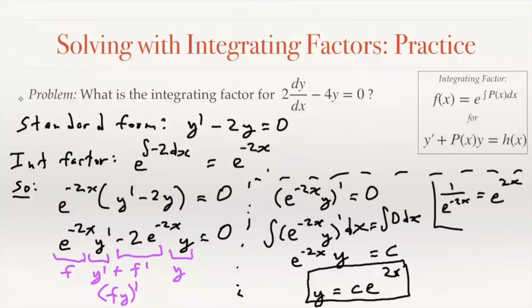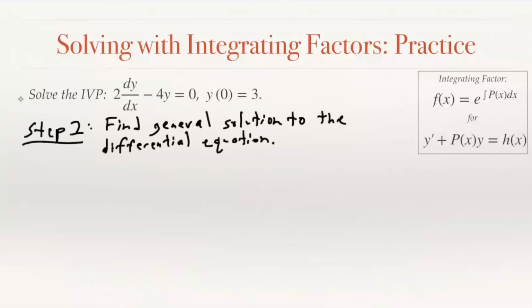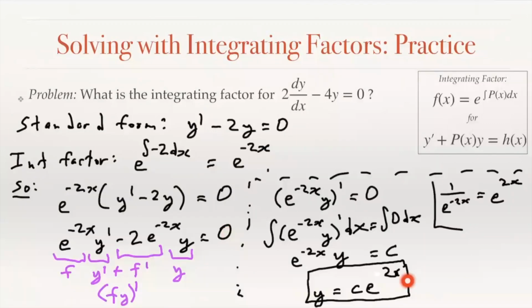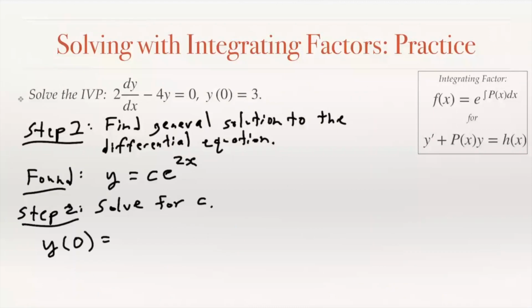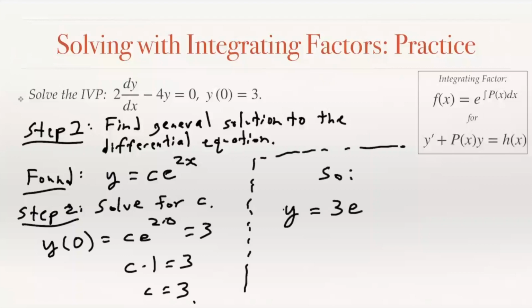All right. Now we can also solve initial value problems. And remember that step 1 to solving an initial value problem is always first to find the general solution to the differential equation. The general solution to this is exactly what we found over here. All right, and then step 2 is to solve for that arbitrary constant. So we know that y of 0 is 3. Plugging in, y of 0 is c times e to the 2 times 0, which is 3. E to the 0 is 1. So c is 3. So we have solved the initial value problem.